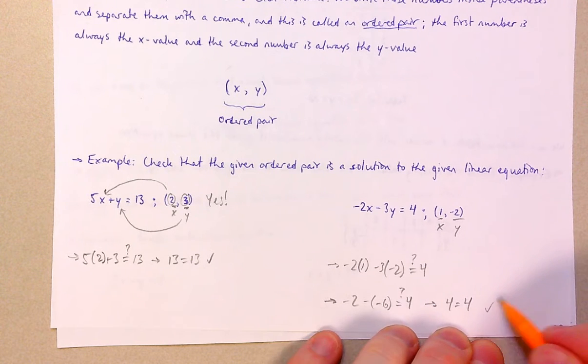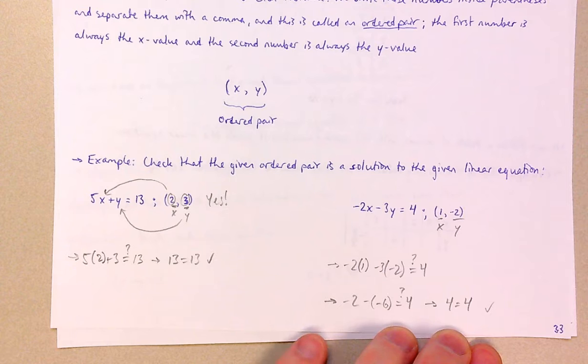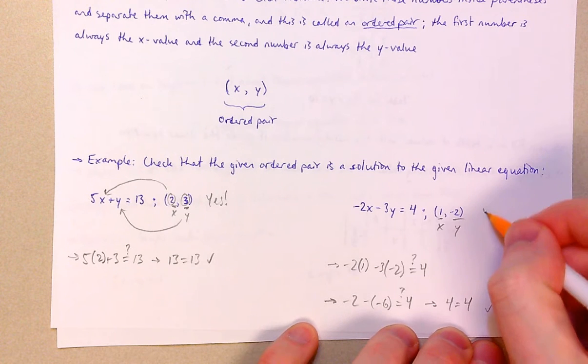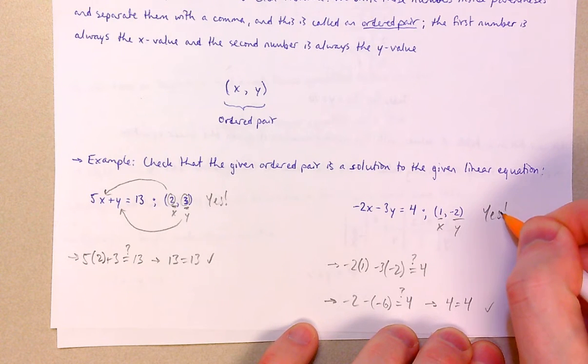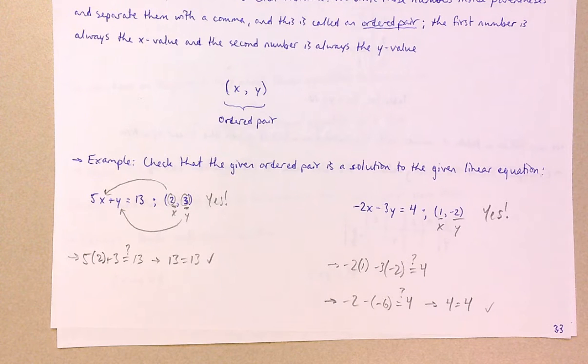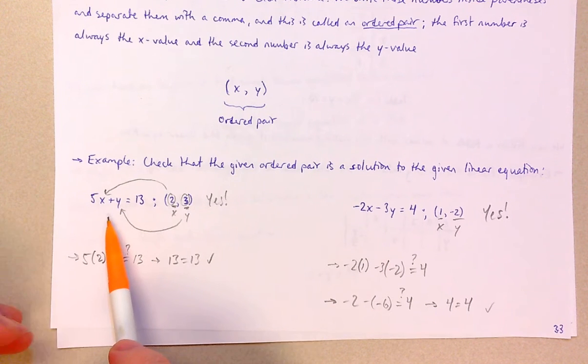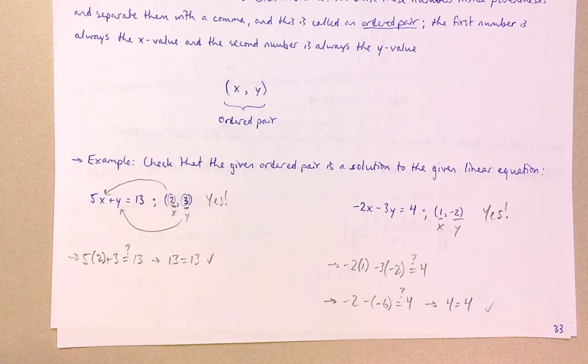So this is verified. These two sides do equal. And this is indeed a solution to this linear equation in 2 variables. So really easy, really straightforward. Take the first number that's listed, plug it in for x. Take the second number that's listed, plug it in for y.